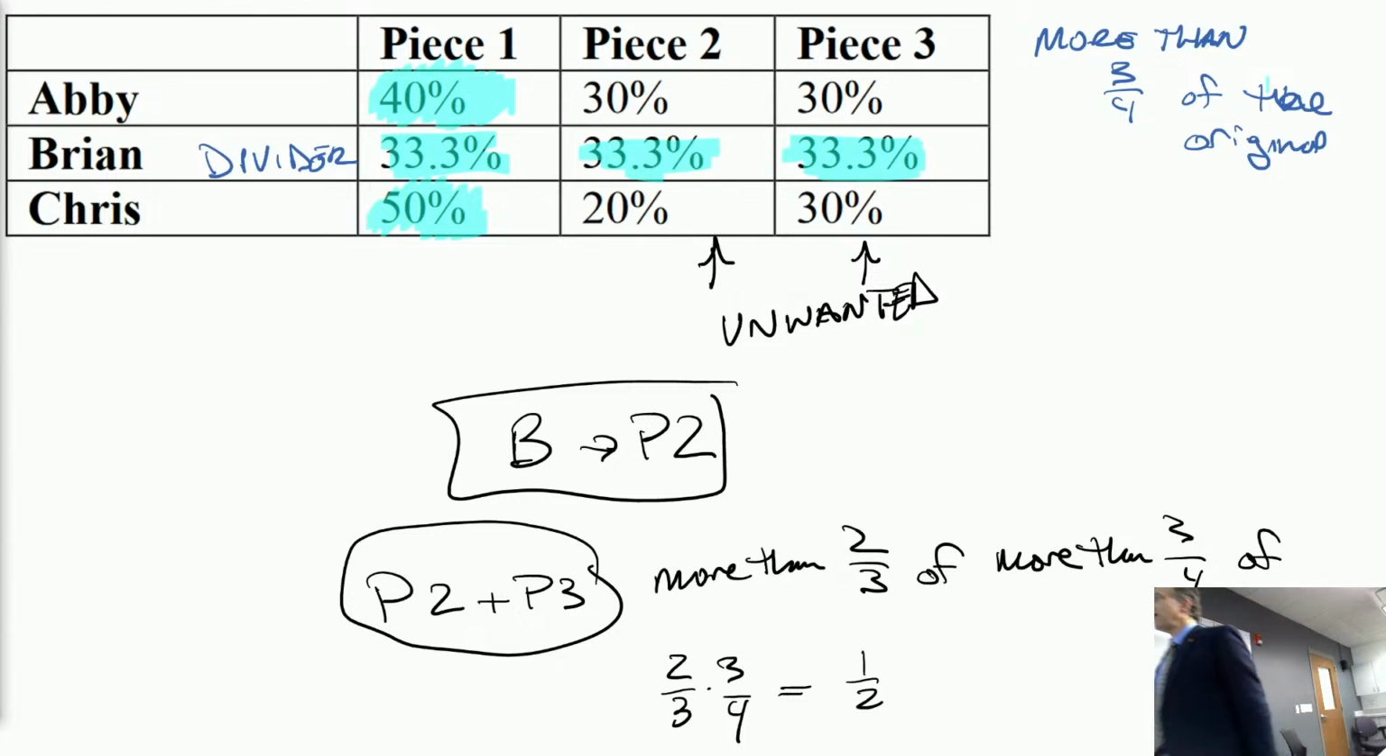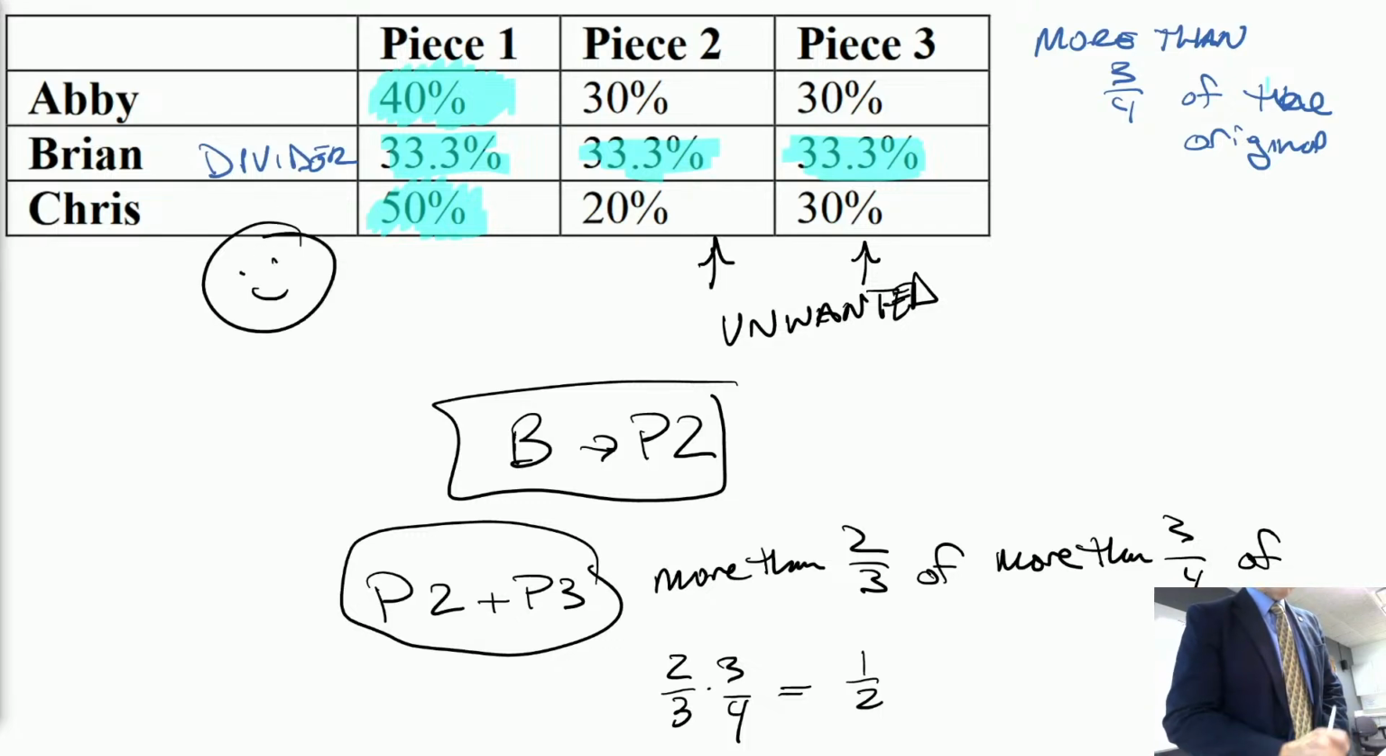So they're dividing up. Abby and Chris are dividing up what they think is more than half of the original, meaning that each of them should potentially get more than 1/4 of the original. So they should be happy. So that makes everyone happy. That's the goal, is to make everyone happy here.